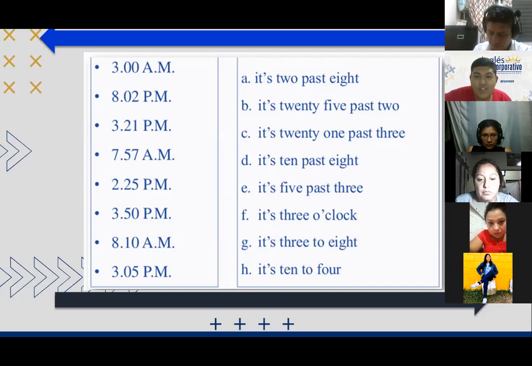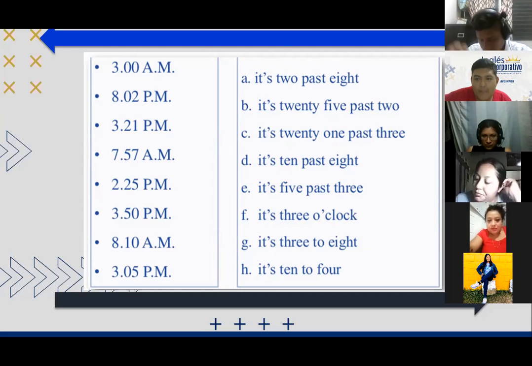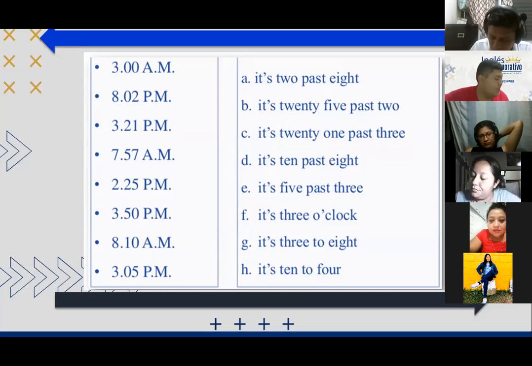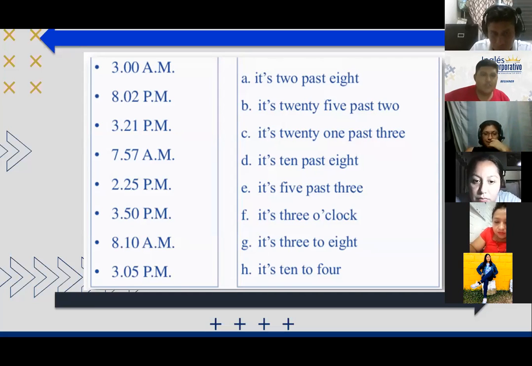Did you finish? ¿Finalizamos? Yes, teacher. I finished. Okay, perfect. What about the others? ¿Qué tal? ¿Los demás? Yes, teacher. Aún no. Okay. One more minute. Un minuto más para que finalicemos. One more minute for you to finish.